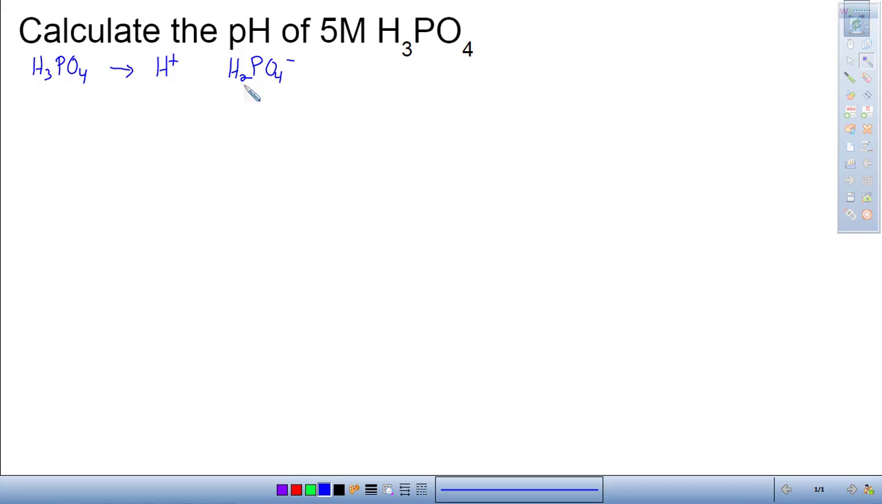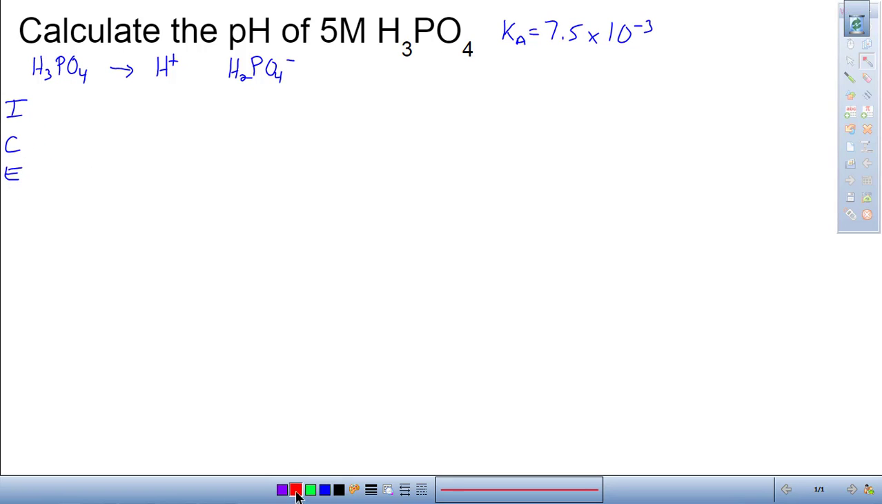Now, if this was given to you as a problem, they would tell you the Ka's. And this comes from the book on page 651, so it's not in the problem, but there's a table right next to it. And the Ka for this, the first step, the first hydrogen it loses, is this. So the first step is no different than any other acid. We have a 5 molar concentration, and so we can ice it up.